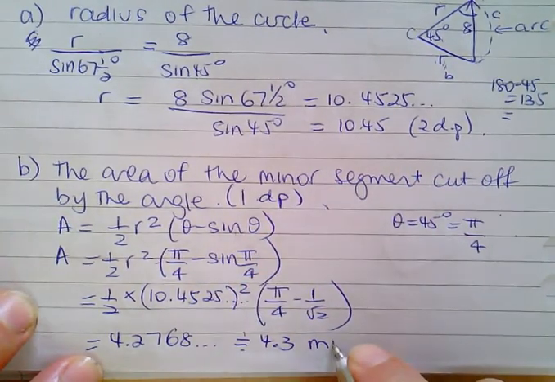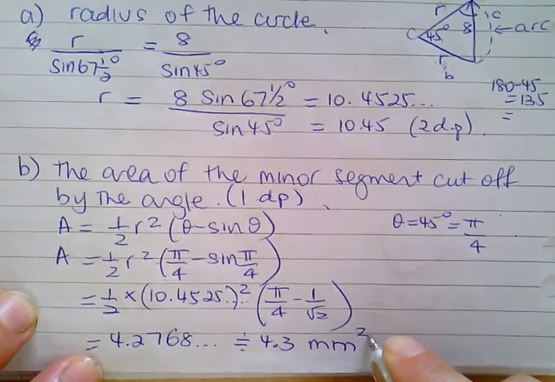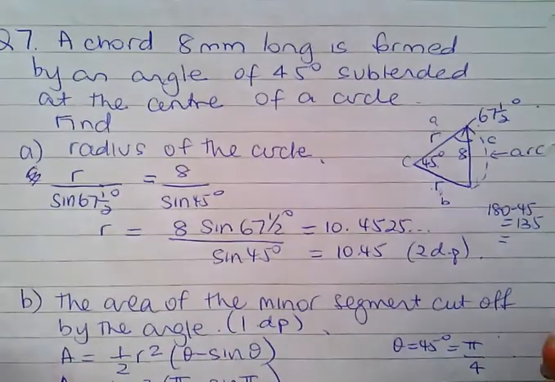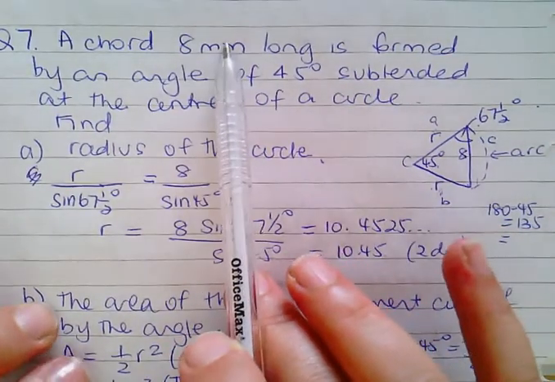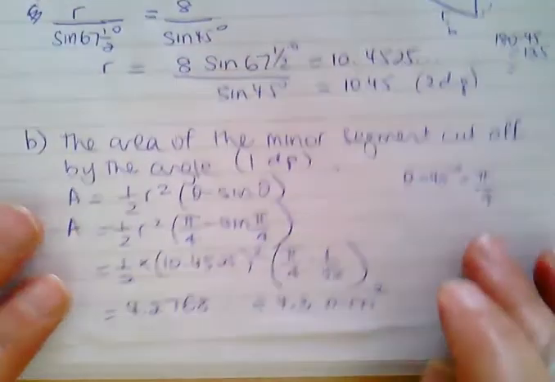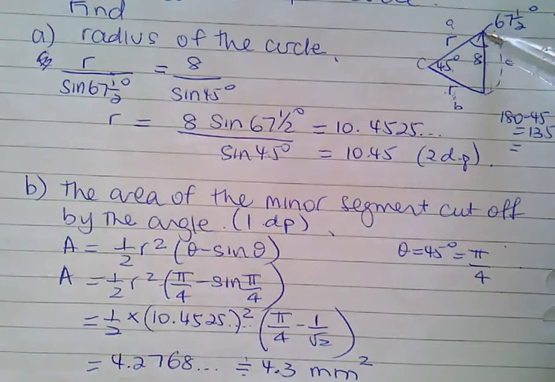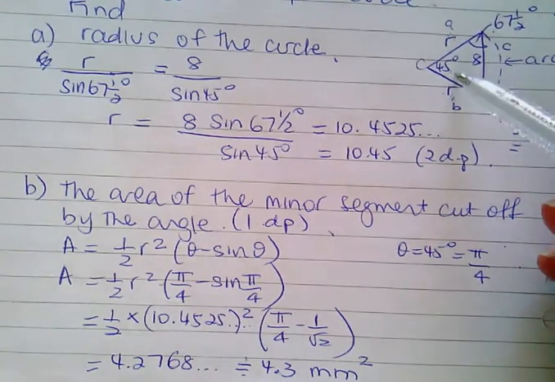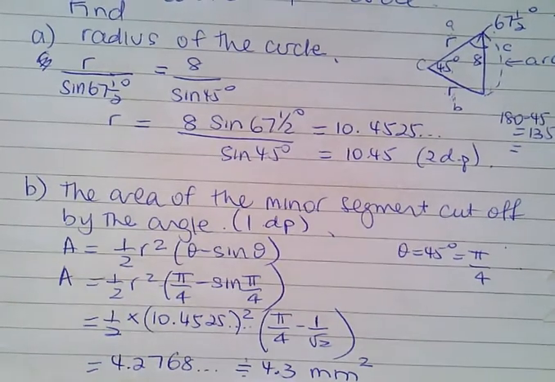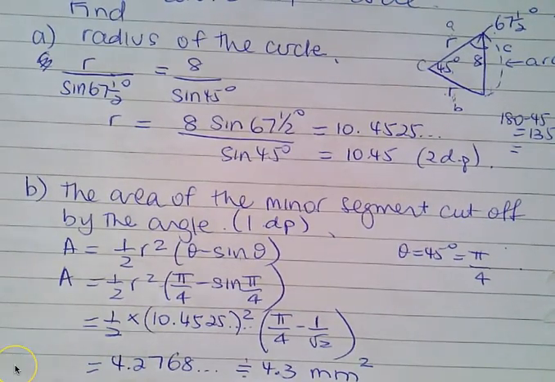4.3 millimeters squared, because the chord cuts off and it's an 8 millimeter chord, so our units are millimeters squared for area. Just be careful if you're given a chord. Sometimes you've got to find the radius, or sometimes you've got to find the angle subtended. You may not always be given the r and the theta in these problems.